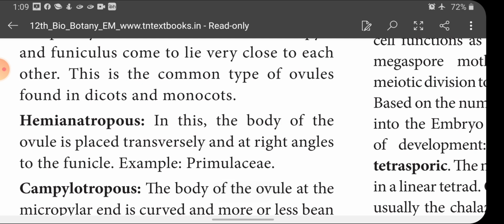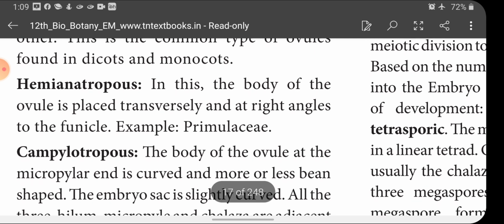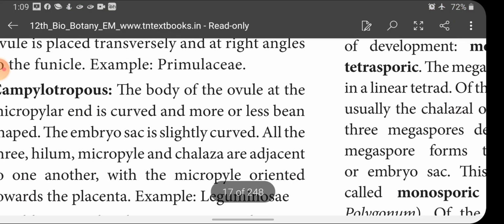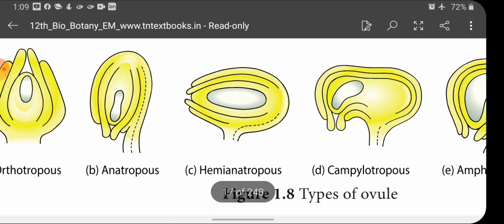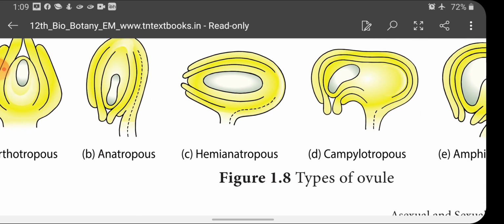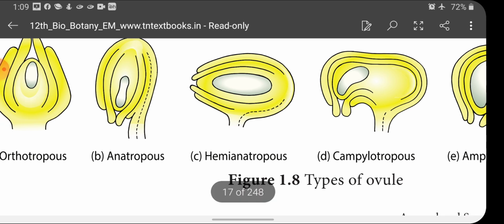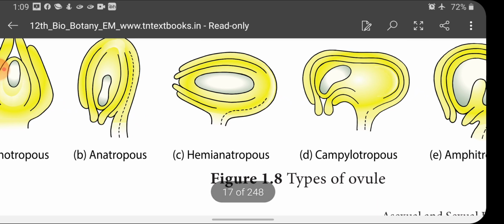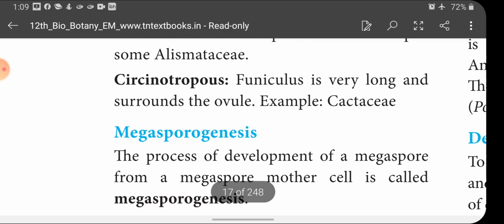And hemianatropous: in this type the body of the ovule is placed transversely, at right angle to the funicle. Example, Primulaceae. In the previous two types, the body is located in a vertical position, but in hemianatropous, the body is located in a horizontal position. So the funicle and the micropyle are placed at a distance.